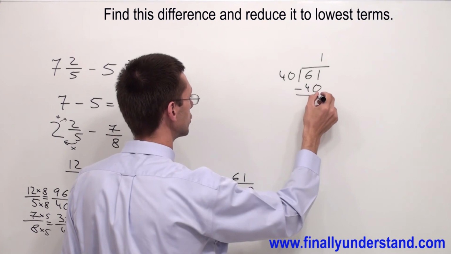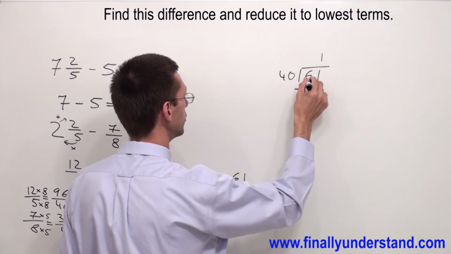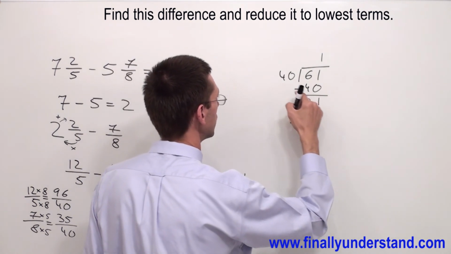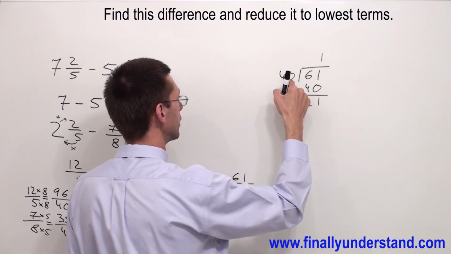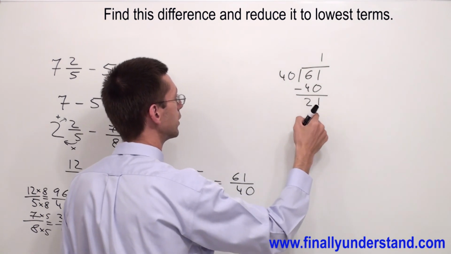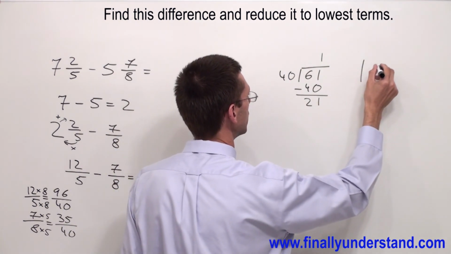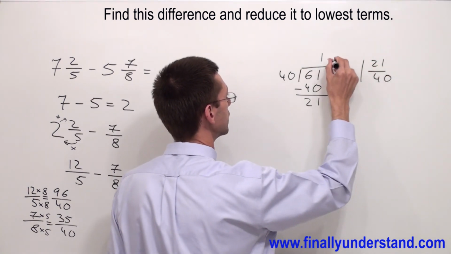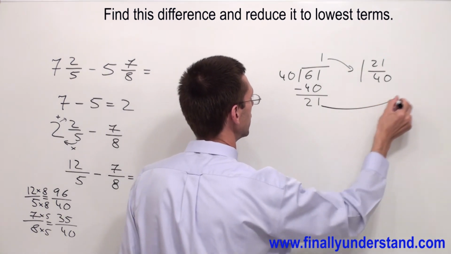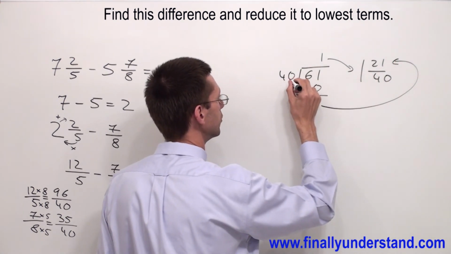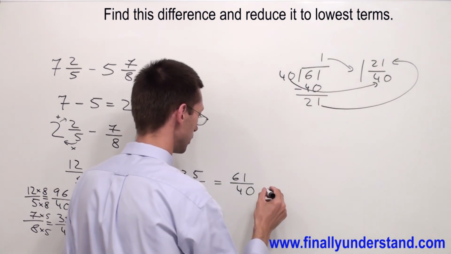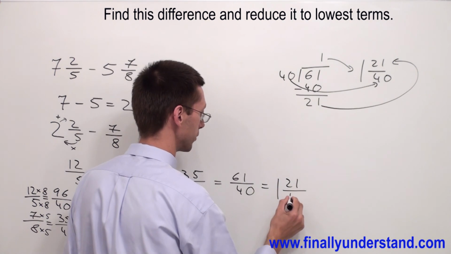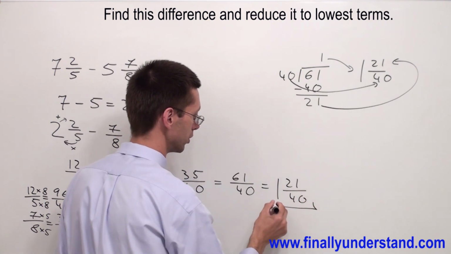Subtract: 1 minus 0 is 1. 6 minus 4 is 2. Okay? I cannot divide 40 into 21. That's why my answer is 1, and I have 21 over 40, where the quotient goes to the front, the remainder goes to the numerator, and the divisor goes to the denominator. That's why my answer is 1 and 21 over 40. This is the solution to my problem.